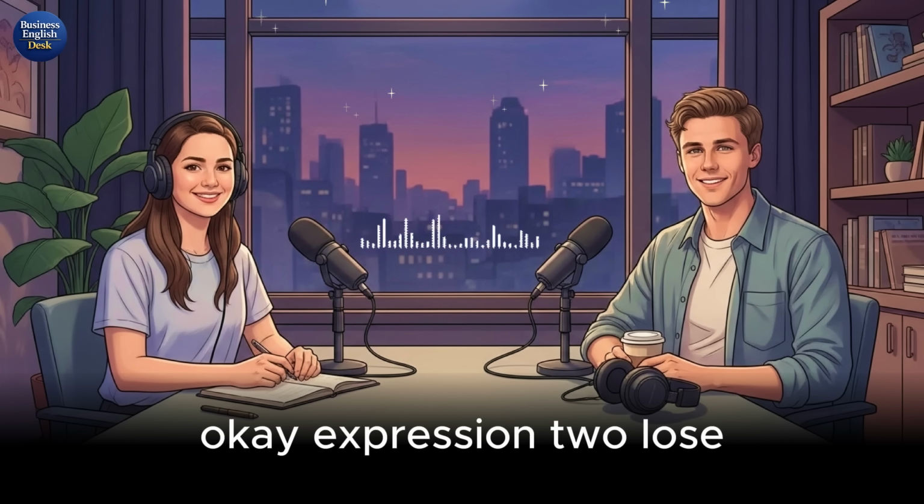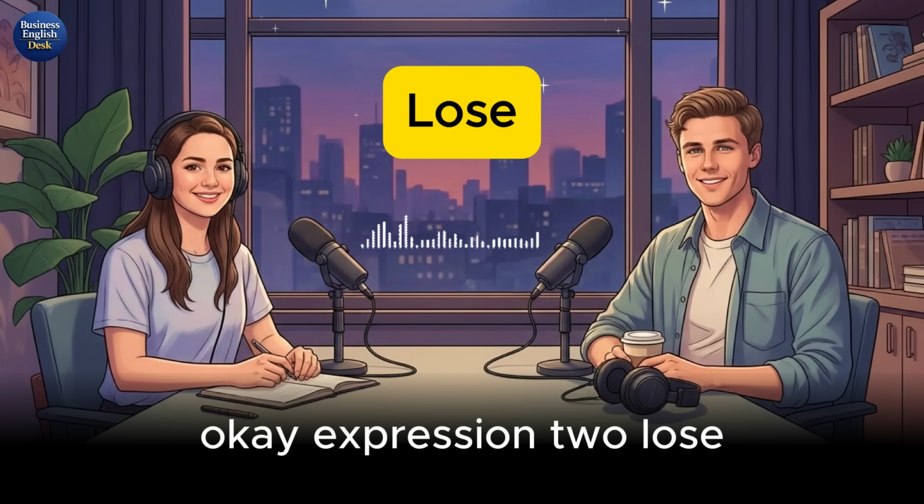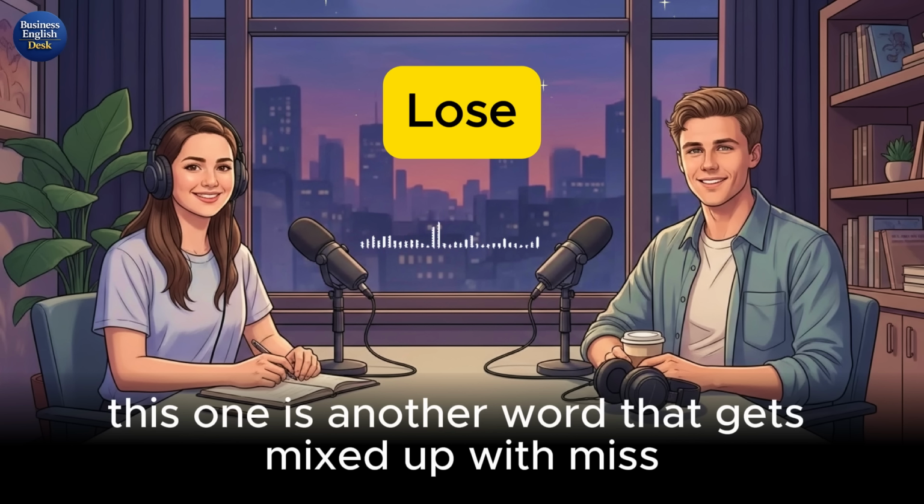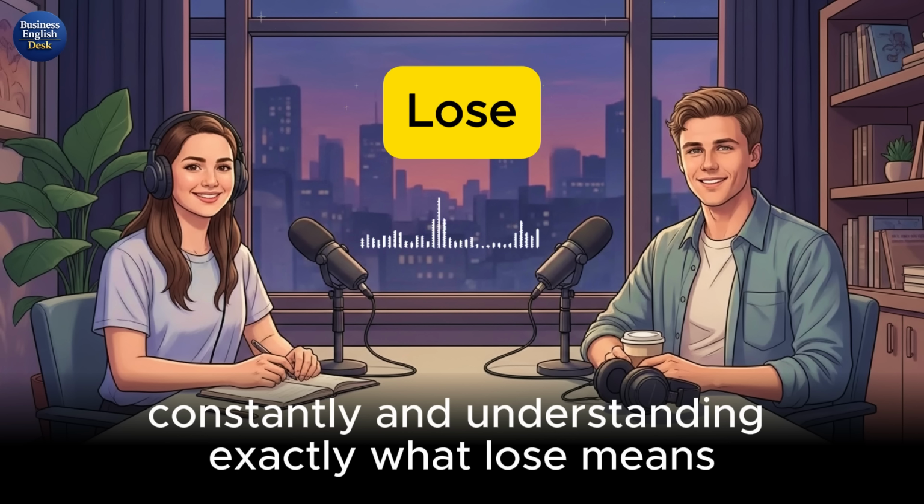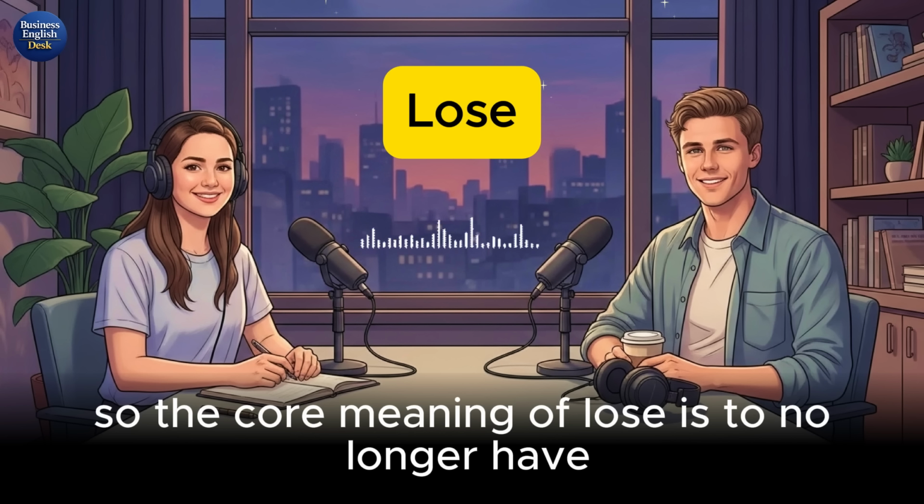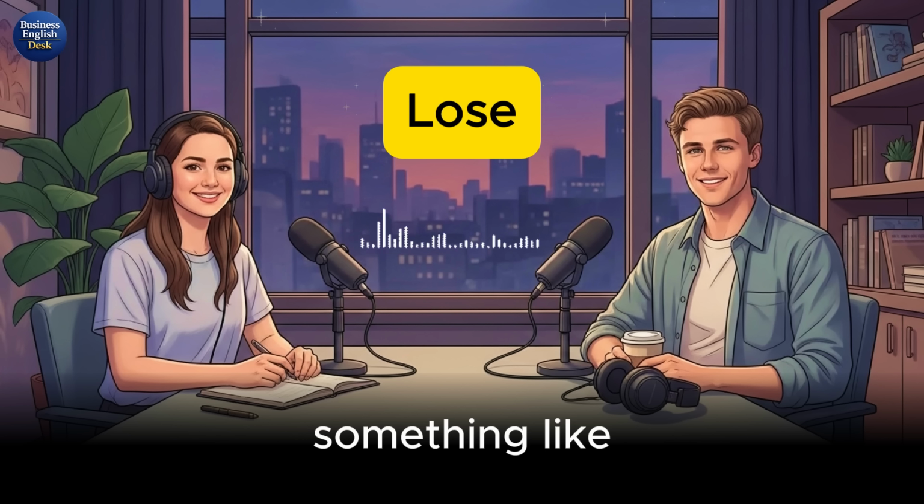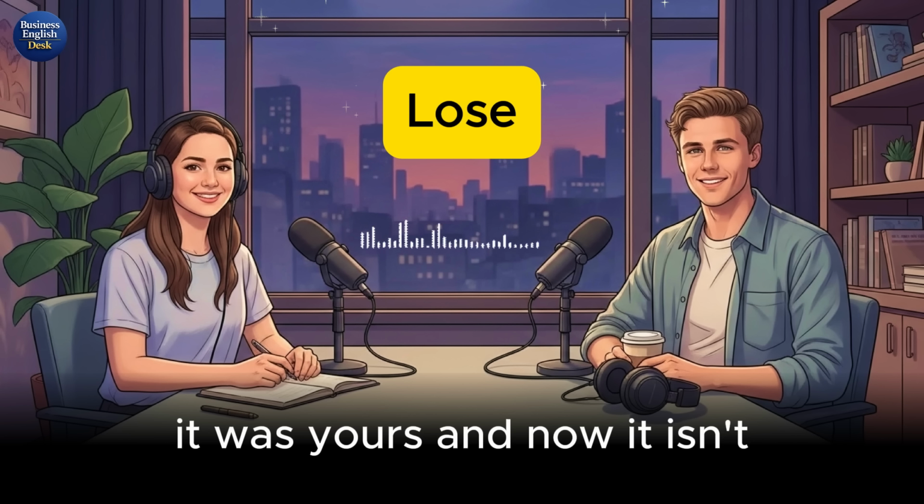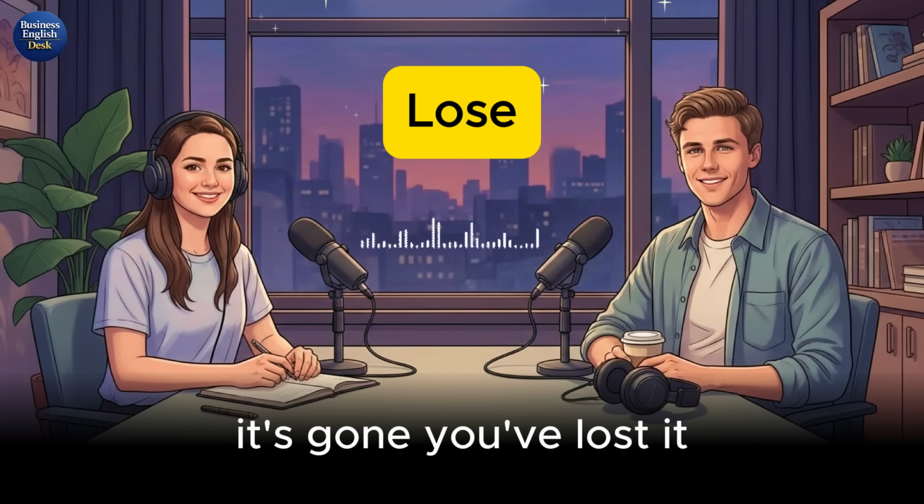Okay, expression 2, lose. Now this one is another word that gets mixed up with miss constantly. And understanding exactly what lose means helps you see why they're different. So the core meaning of lose is to no longer have something, like it was yours and now it isn't. It's gone. You've lost it.